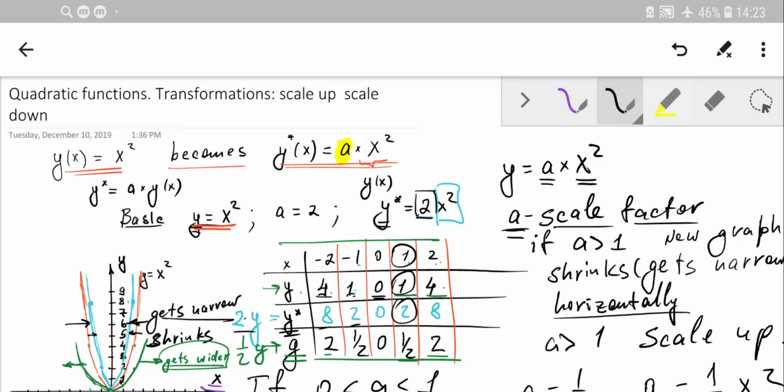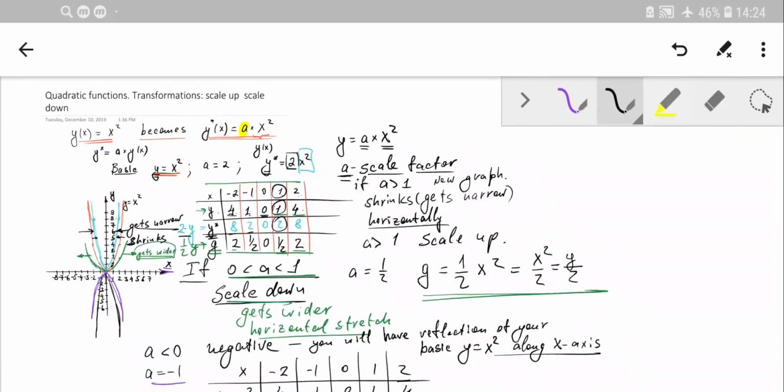In the next video I'll show you how to simply translate your parabola or your basic function horizontally and vertically, and in combination, when you have a double transformation, a vertical shift and a horizontal shift simultaneously, and we'll see what will happen to the graph. And finally we'll explore what will happen generally when you have scale up or scale down in combination with translations. So guys, get ready for the next video. Hope you understand that in detail.